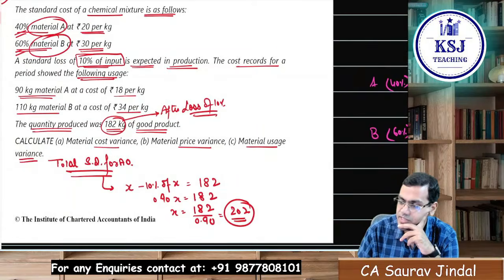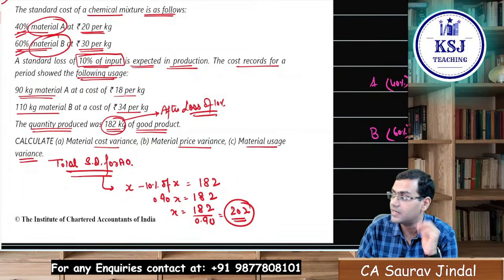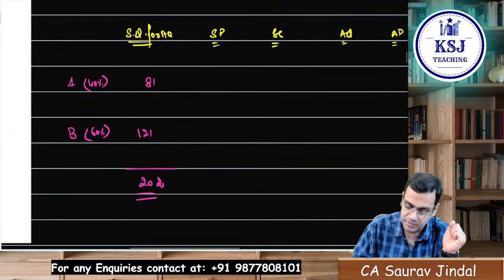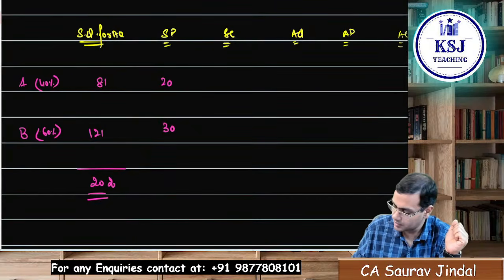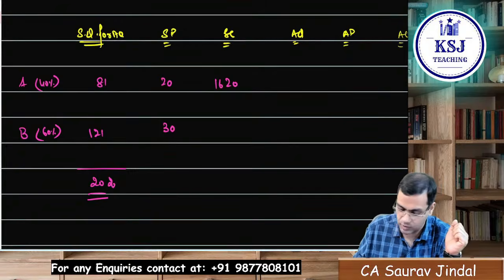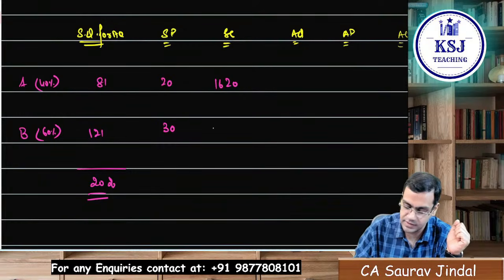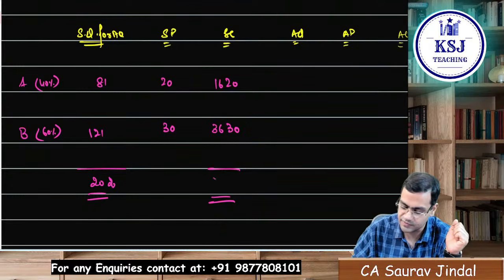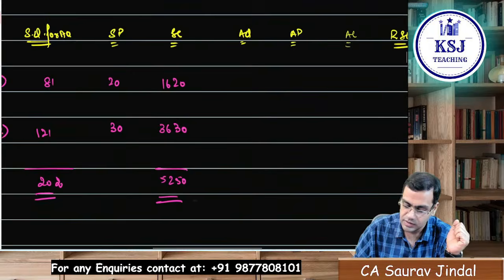I don't want to see that table, AK. That table is different. I want to prepare my table. Standard price is 20 and 30. 81 into 20, that is 1620, and 121 into 30, that is 3630. So what is the total cost here? Plus 1620, total is 5250, right?